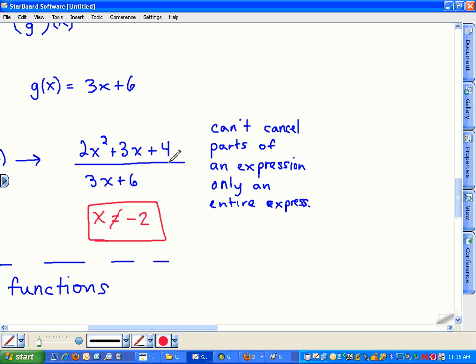Here's the trick. You guys ready? It's a simple little trick. You've got to figure out what makes this equal 0. So just set it equal to 0 and solve the equation. If you subtracted 6 on both sides and then divided by 3, what are you going to get? -2. So that's a quick way of finding out what x can't be. But anyway, that's division.